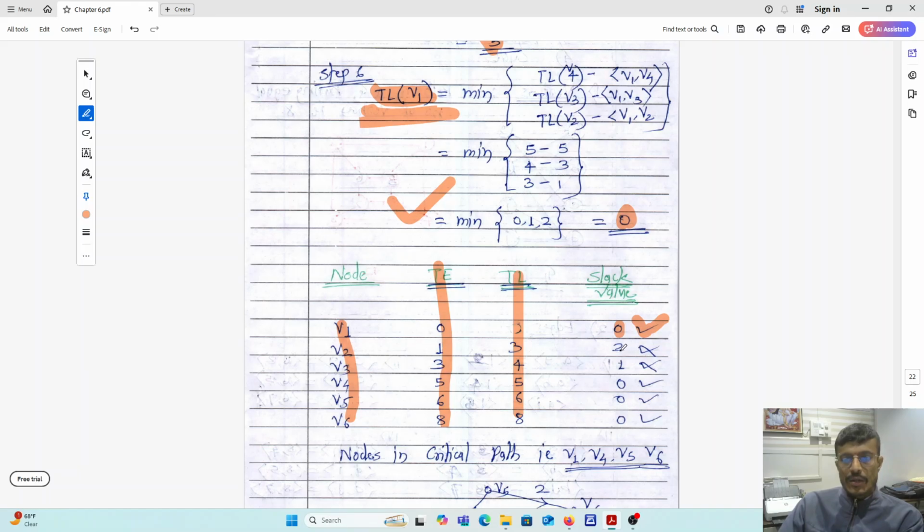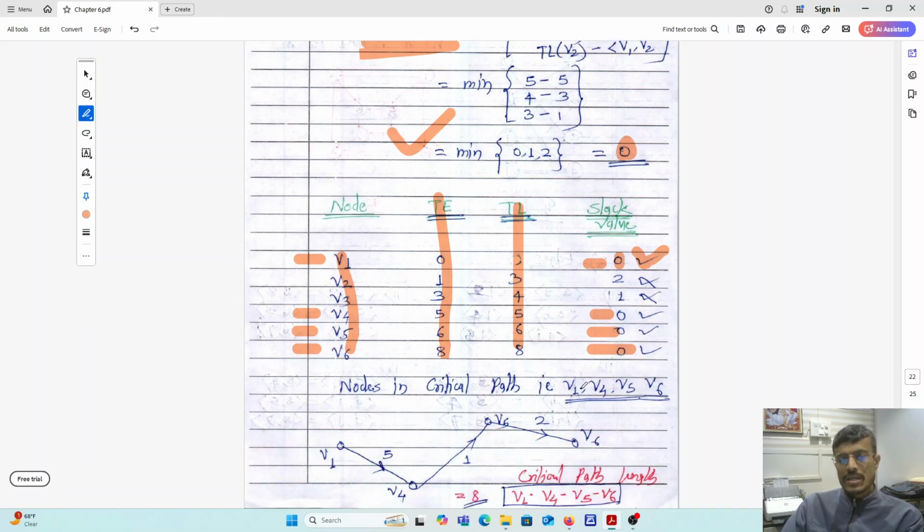Then V3 has a difference of 2, so you cannot take this. V4 has a difference of 4 here, so you cannot take that. For 5, 5, yes, you can take it. Then 6, 6 you can take, then 8, 8 you can take. So you are going to take V1, then V4, V5 and V6 in your critical path. Hence your critical path is V1 to V4, V4 to V5, V5 to V6.